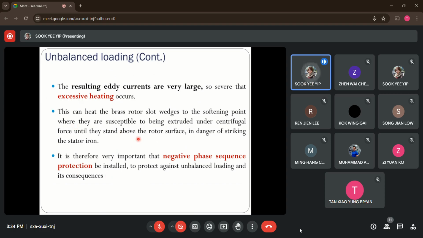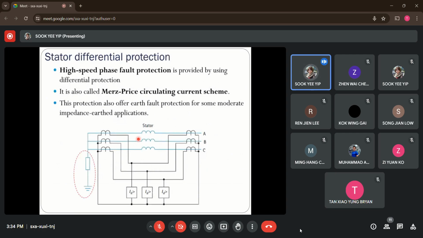All right, now let's move on to discuss the differential protection scheme you can apply for the stator winding. We can use this to protect against phase-to-phase faults as well as phase-to-ground faults. This differential protection scheme is considered a high-speed phase fault protection, also known as the Merz-Price circulating current scheme. If you apply this scheme, it will also offer earth fault protection for some moderate impedance earthing applications.